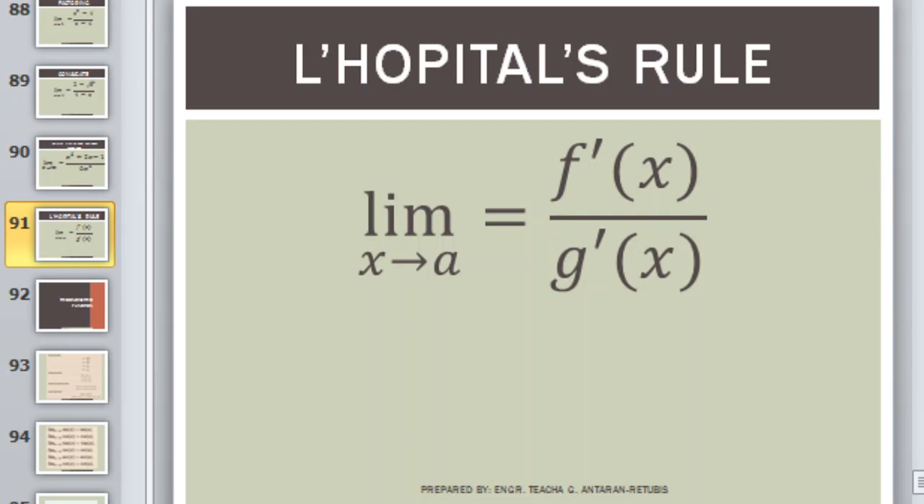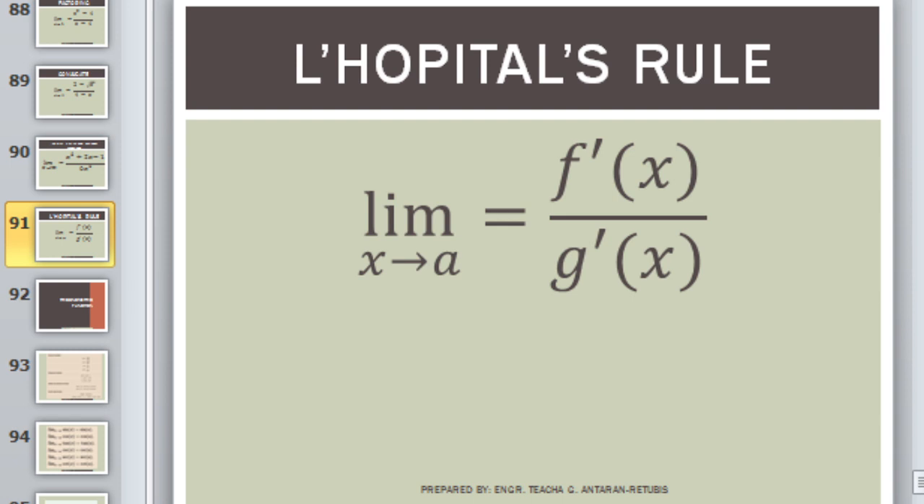Okay, so for another method of evaluating limits, class, this is L'Hopital's rule. According to this rule, you can evaluate limits by simply getting the first derivative of a given function. But since I haven't introduced derivatives or how to derive yet, we cannot use this. But of course, I'll just introduce this to you so that later, once we know how to derive, it will be easy for us to determine the limit.